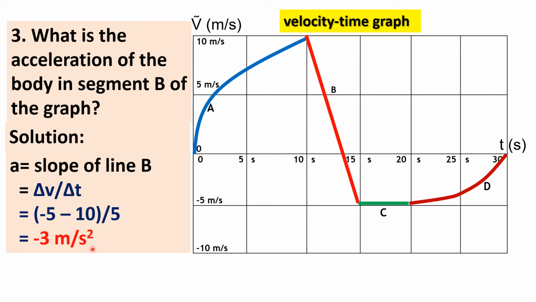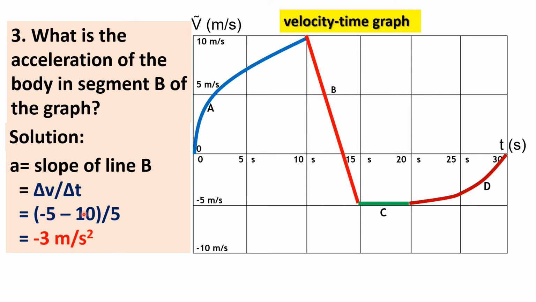We get the slope for graph line B, which is a straight graph line. The formula is delta V, or change in velocity, divided by change in time. Take note, we are referring to graph line or segment B. So the final velocity is -5, exactly at 15 seconds. Now, the initial velocity corresponding to 10 seconds is 10 meters per second. So we get -5 minus 10.